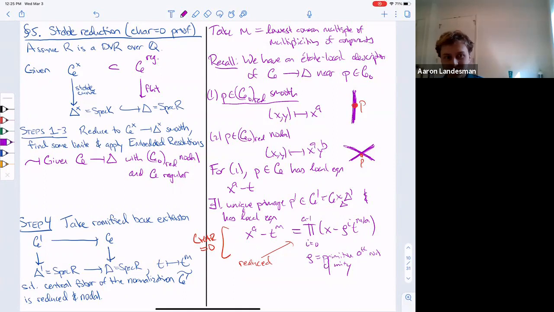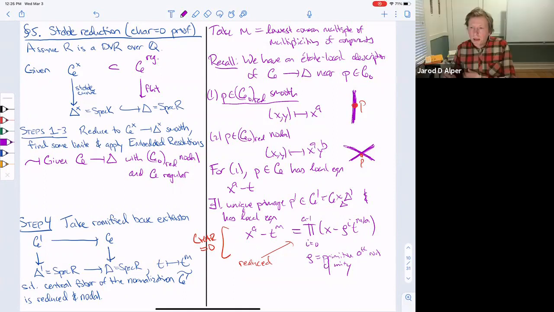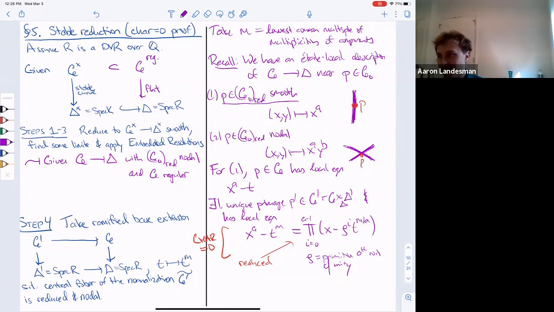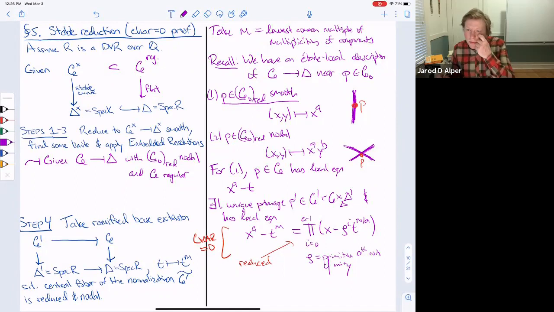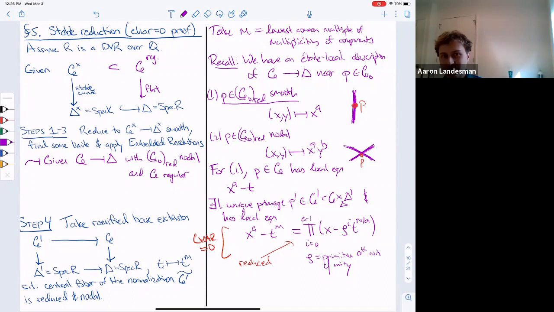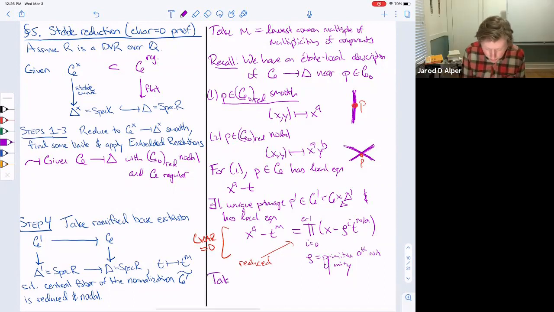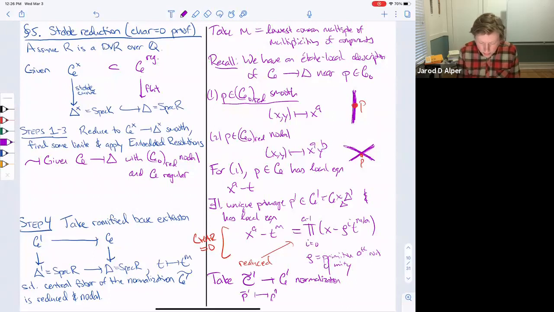Do you not have to take the normalization? Because if it starts non-reduced, won't the special fiber still be non-reduced if you just do this base change? Yeah, I think they could intersect, right? And I think I want to take normalization, so now these local equations no longer intersect. Now I take C tilde prime, the normalization. And this has a preimage P tilde prime mapping to P prime, and this has a local equation like just one of these components.